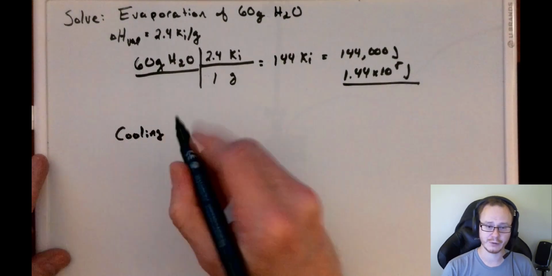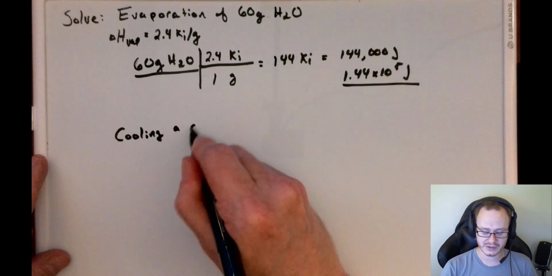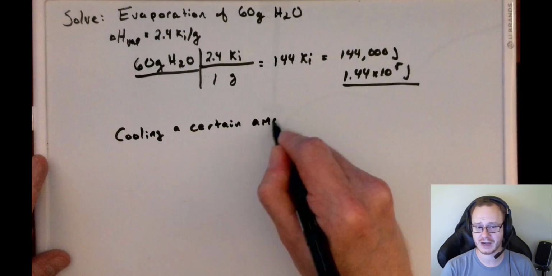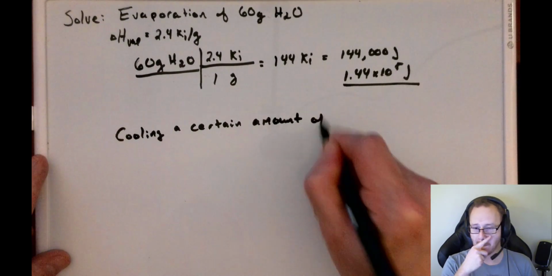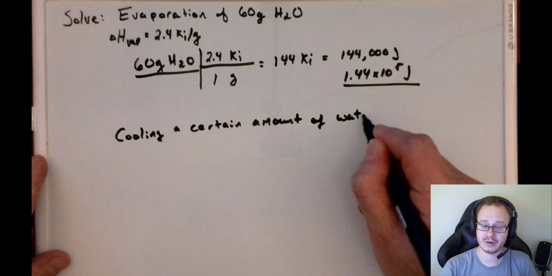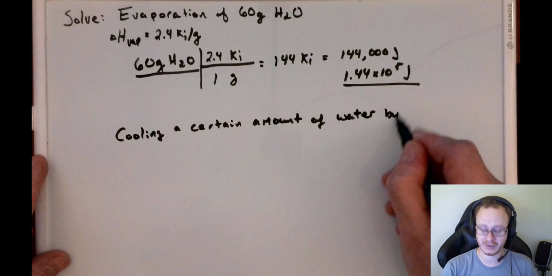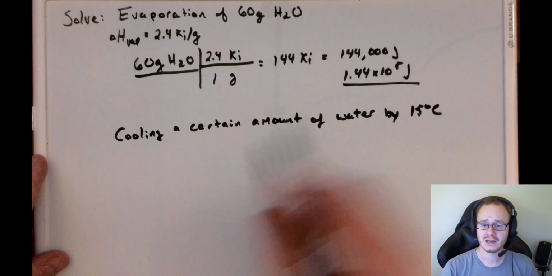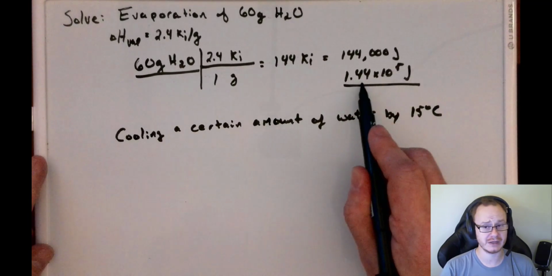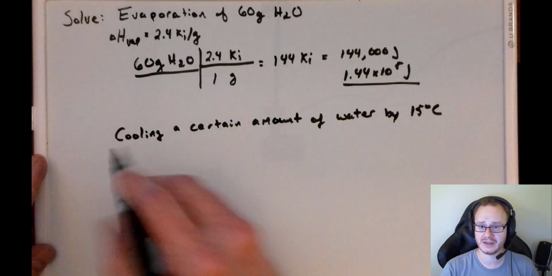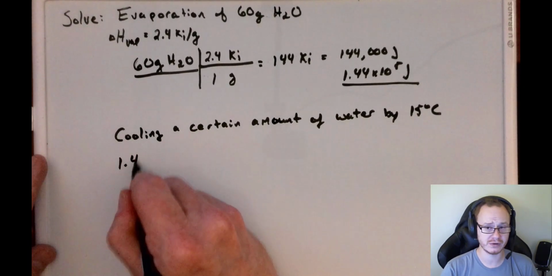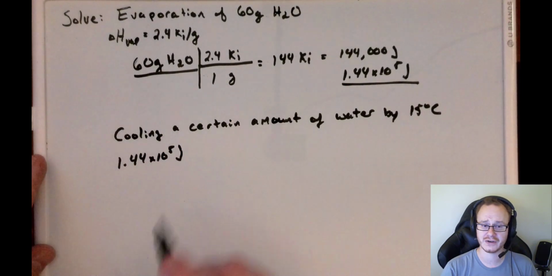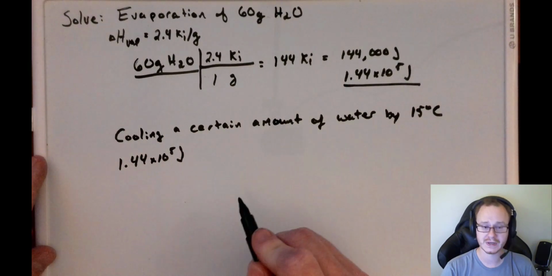So let's cool that liquid water inside. Cooling a certain amount of water by 15 degrees Celsius. This is what the problem gave us over here. By the designation of amount, we're going to assume a gram of water that will be cooled 15 degrees Celsius. All right. We already know how much energy is going to be lost by the water. That was calculated by the first part. We're going to lose 1.44 times 10 to the fifth joules of energy in the water we wish to cool.